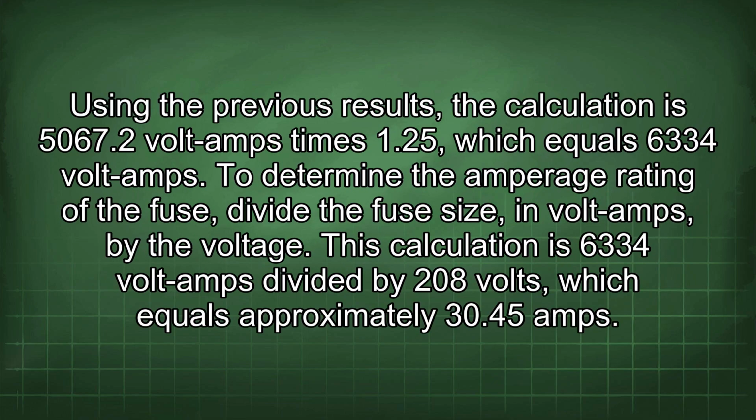Using the previous results, the calculation is 5067.2 volt-amps times 1.25, which equals 6334 volt-amps. To determine the amperage rating of the fuse, divide the fuse size in volt-amps by the voltage. This calculation is 6334 volt-amps divided by 208 volts, which equals approximately 30.45 amps.